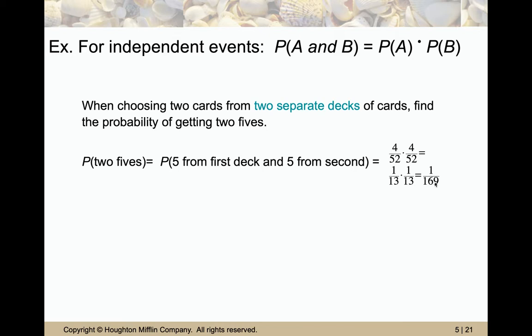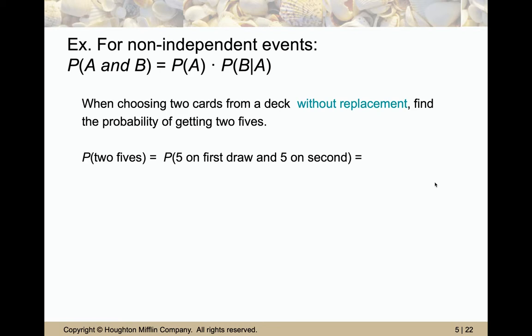And on these, again, you don't necessarily have to reduce. I tend to, just because it keeps the numbers smaller and it keeps me from having to use a calculator. You do want to express these as fractions because there's a lot of rounding that would have to happen if you do decimals. So 4/52 times 4/52 is 1/13 times 1/13, which gives me 1/169.